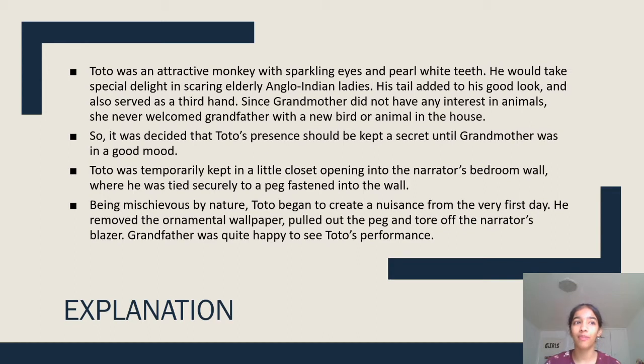Anyways, so being very mischievous by nature, Toto started creating problems on the very first day of his arrival in the house. He removed the entire wallpaper in the narrator's bedroom, like he ruined it, and he pulled out of the peg that he was fastened onto and tore off the narrator's school blazer. Though the grandfather was quite happy and amused to see Toto's performance, everyone in the house who knew of Toto's presence understood that the grandmother would soon know, with the way Toto's progress was going. She's going to find out any time soon.